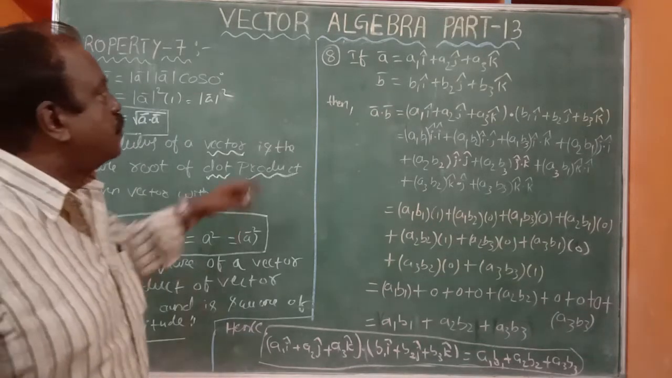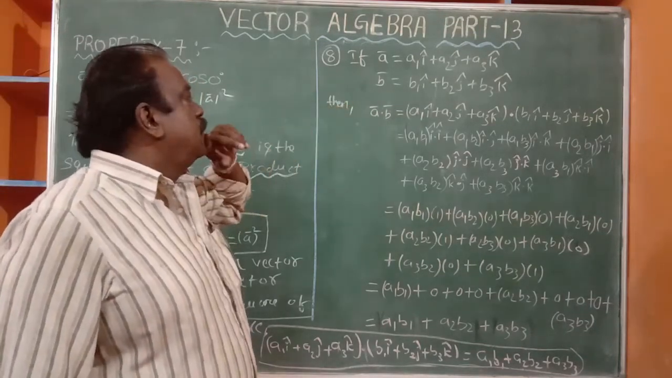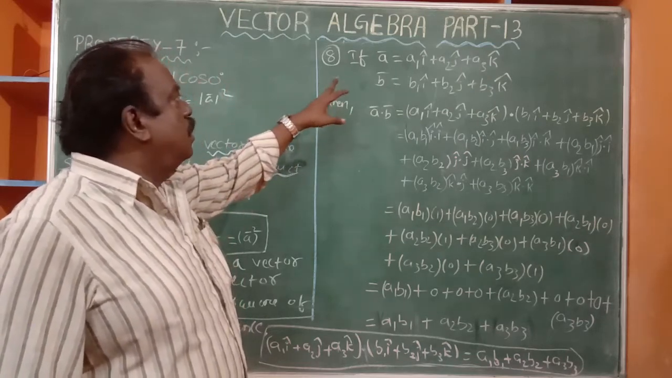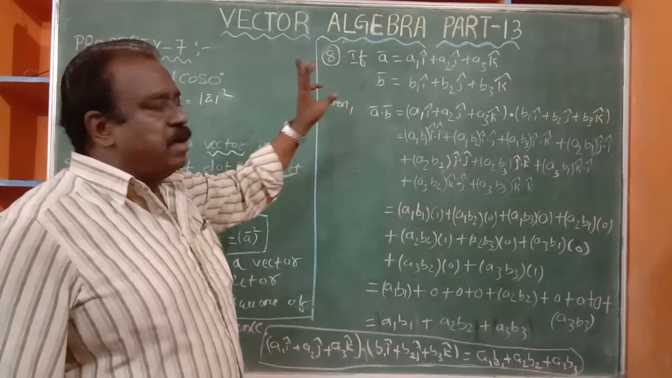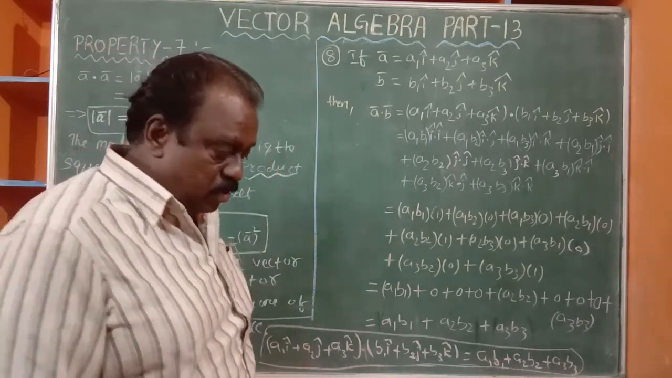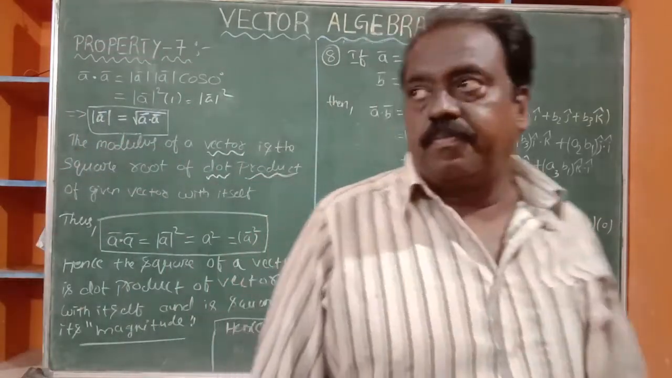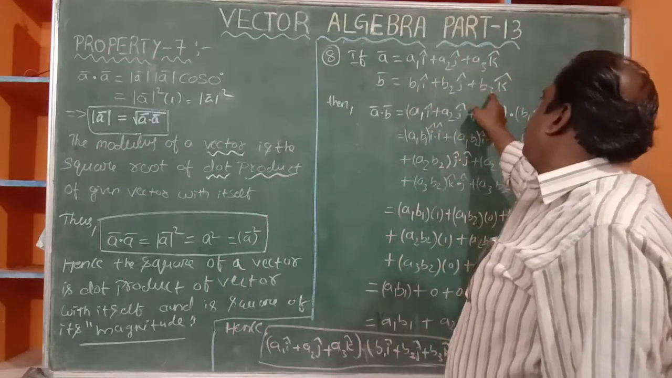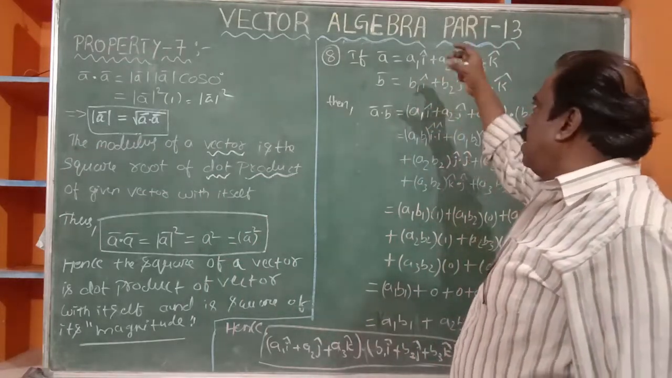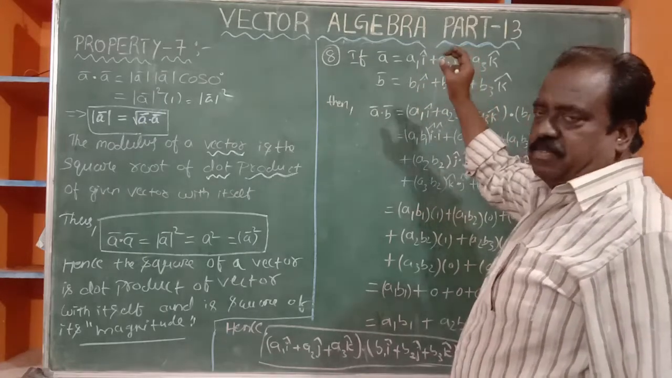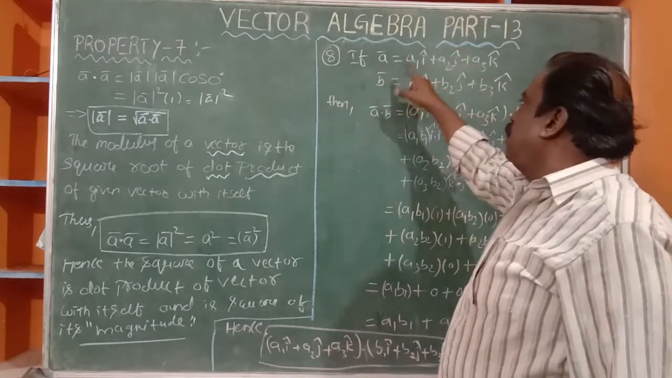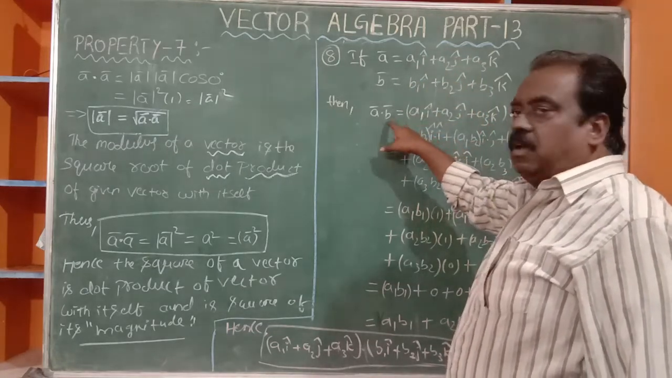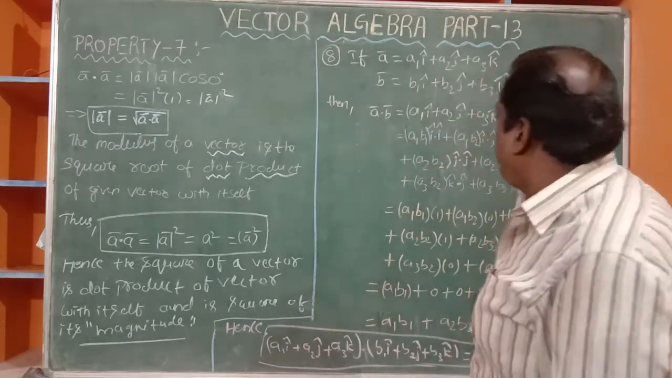Okay, now the eighth one. Seventh property is okay. Eighth one: A bar, B bar are two component vectors. You know it well. A1, A2, A3, B1, B2, B3 are the scalar components or DRs. When we are given the two vectors in terms of components, then how can we find the dot product?